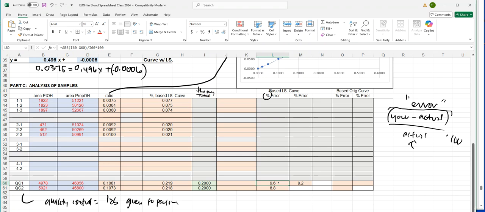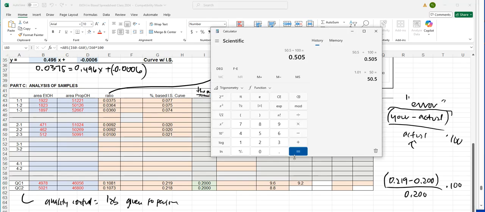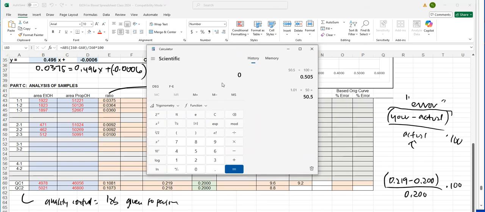If I did that using these values, it looks like we obtained 0.219 in the lab, and it should have been 0.200. Then we're going to divide by what it should have been, which is 0.200. We're going to do this in baby steps, and in the last leg, multiply by 100. I'm going to do this with a calculator first. Again, it's always important to do them in individual steps.